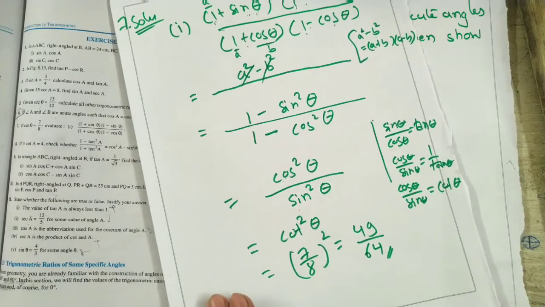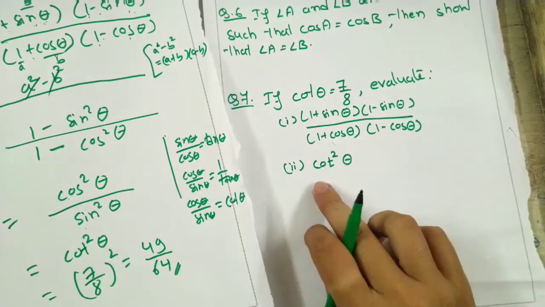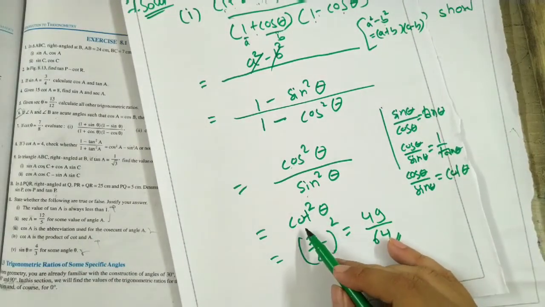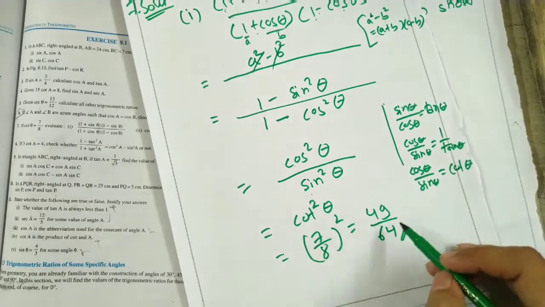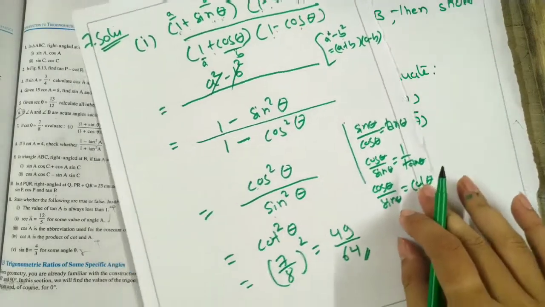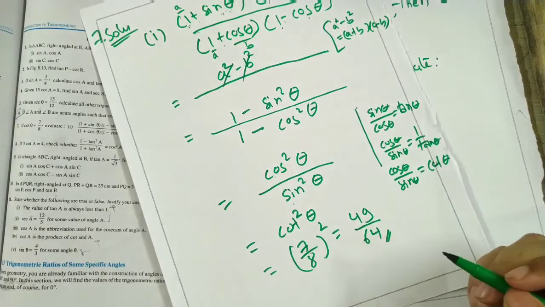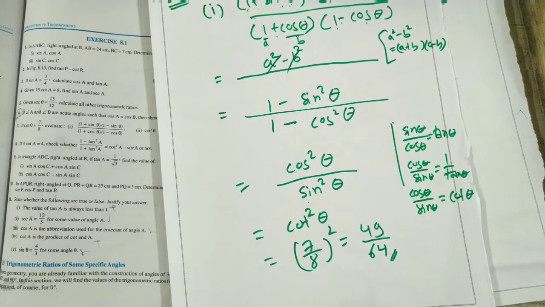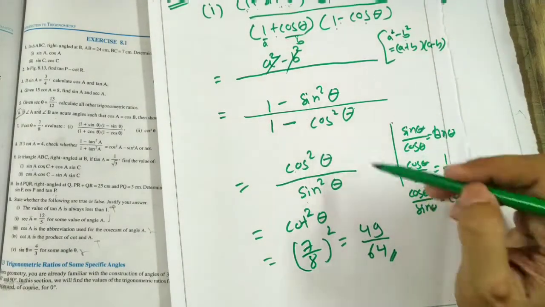Now after that, what we have to find in Roman number 2 is cot square theta. So cot square theta we have already got. The value of cot square theta we have got, that is 49 by 64. Means in Roman number 2 we can directly write cot square theta is equal to 49 by 64. Okay, correct. So by using identity we can easily solve this question.